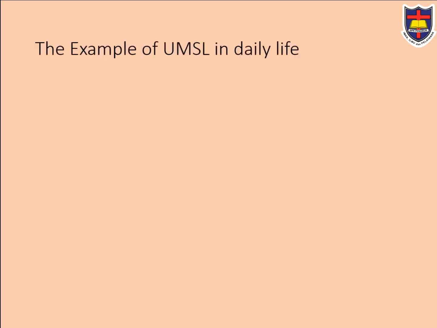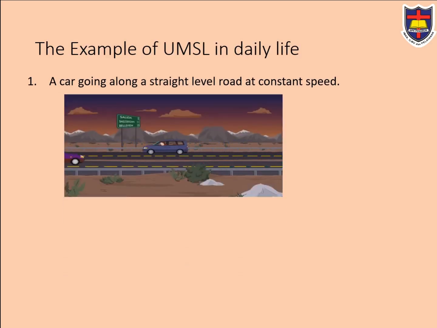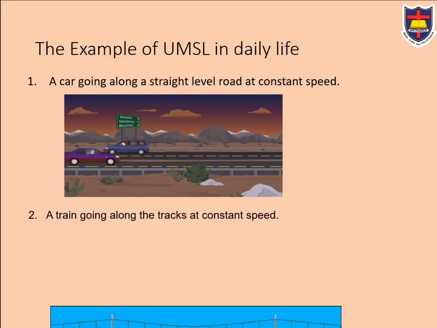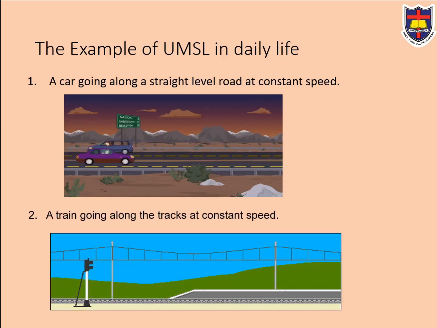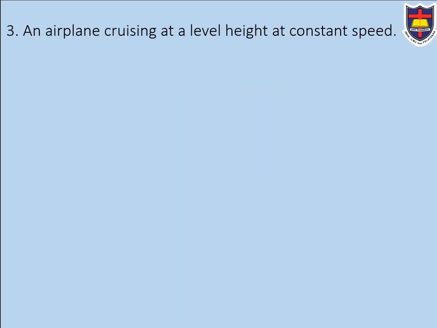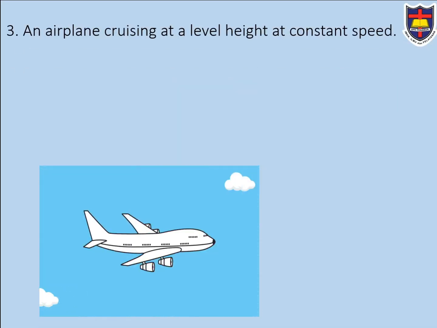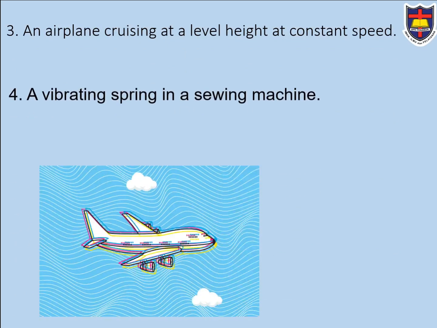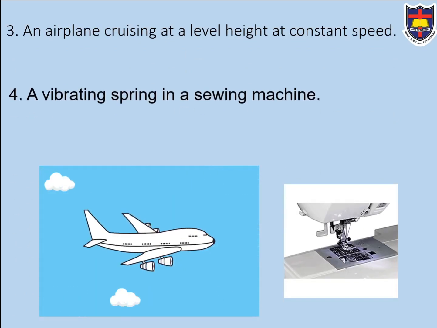Some examples of UMSL in daily life. Number 1. A car going along a straight level road at a constant speed. Number 2. A train going along the track at a constant speed. Number 3. An airplane cruising at a level height at a constant speed. And number 4. A vibrating spring in a sewing machine.